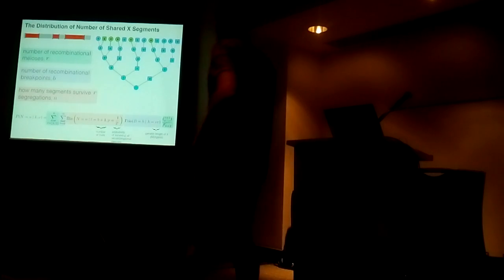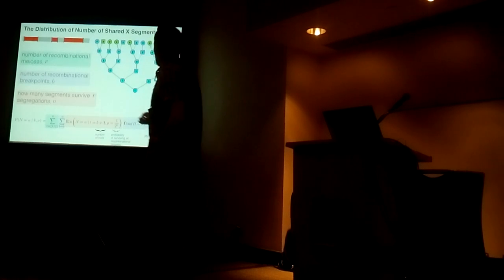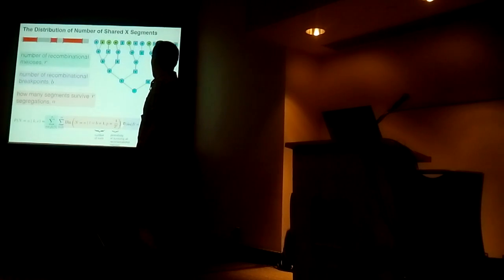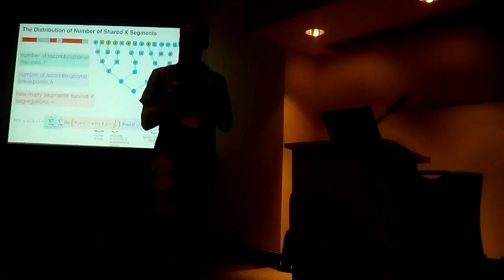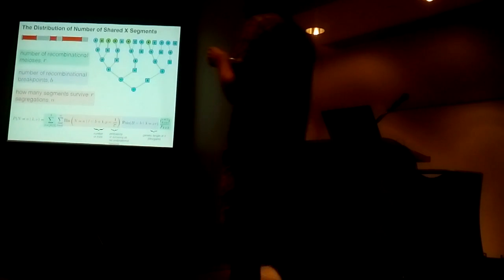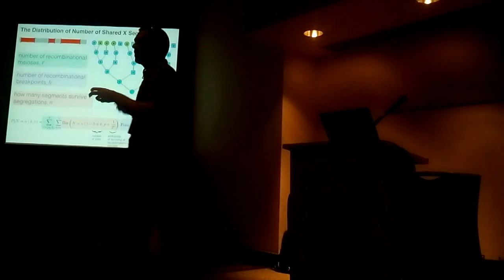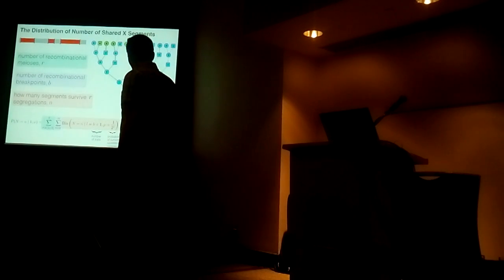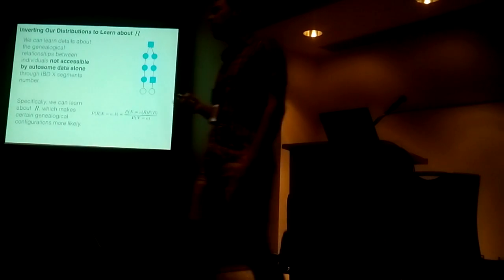So thus, the chance that N survive through all of these recombinational meioses is a binomial distribution with probability 1/2^R, and here are the B plus 1 segments. And what this gives us is the probability that if I were to actually have an X ancestor, not my paternal grandmother, and we were to do 23andMe and we see that there are 3 segments, what's the probability of that? Is that likely? Is it rare? But what's fascinating about this is that we can invert this probability, and we can learn something that's not accessible through autosome data alone.